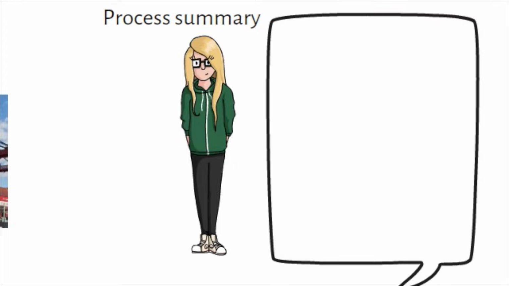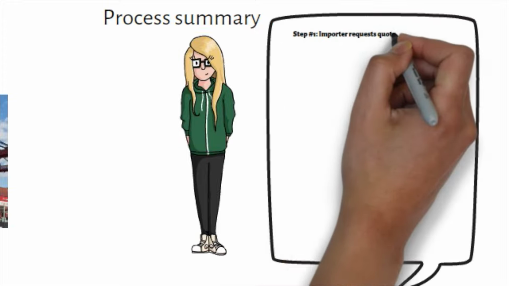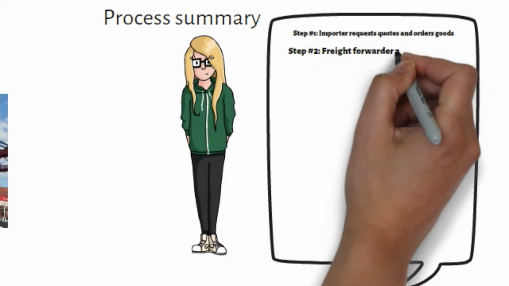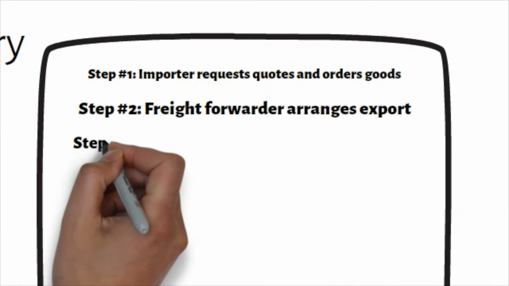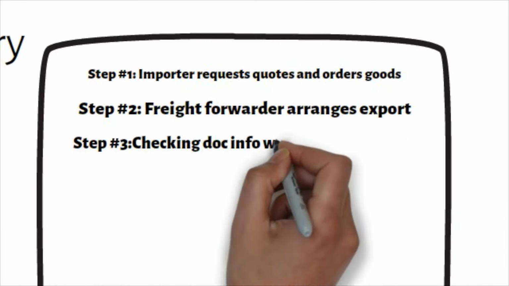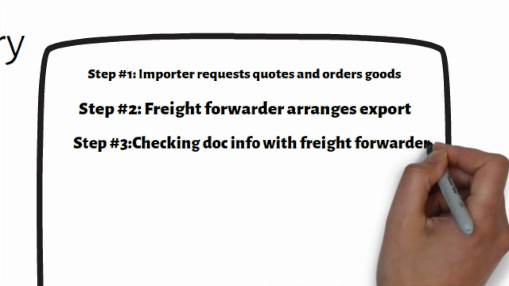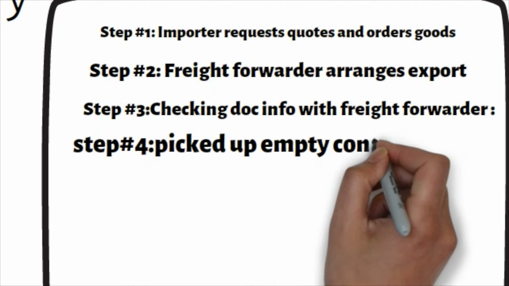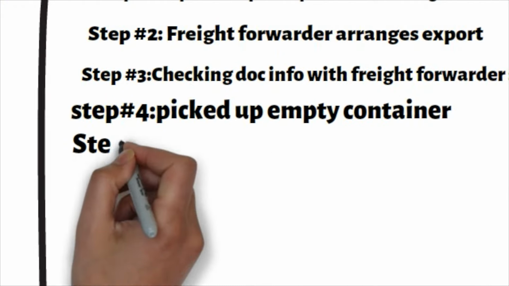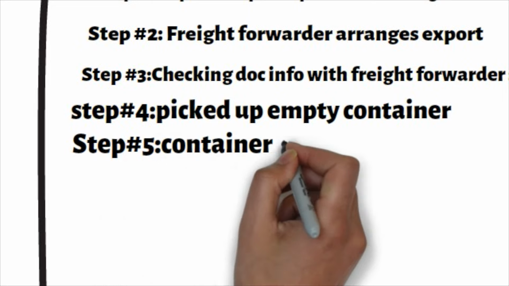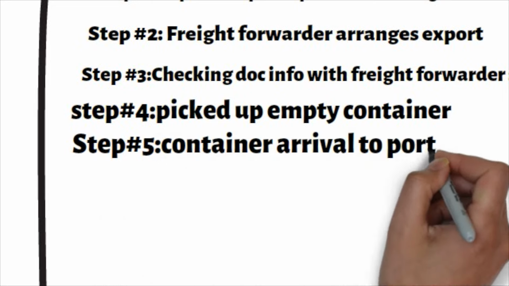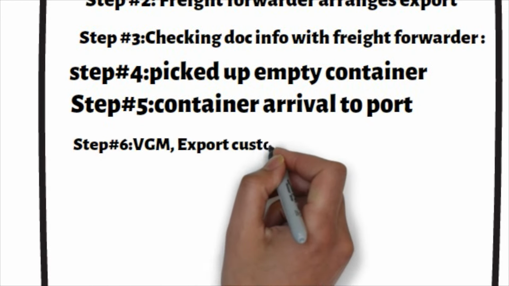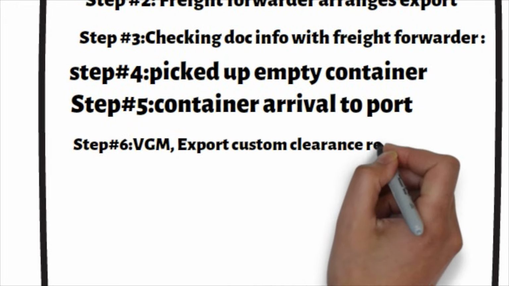Step 1. Importer requests quote and goods. Step 2. Freight forwarder arranges export. Step 3. The freight forwarder checks document information with the consignee. Step 4. Driver picks up empty container. Step 5. Container arrives at port. Step 6. Before the container goes to the vessel, the freight forwarder applies for VGM and the export customs clearance process.